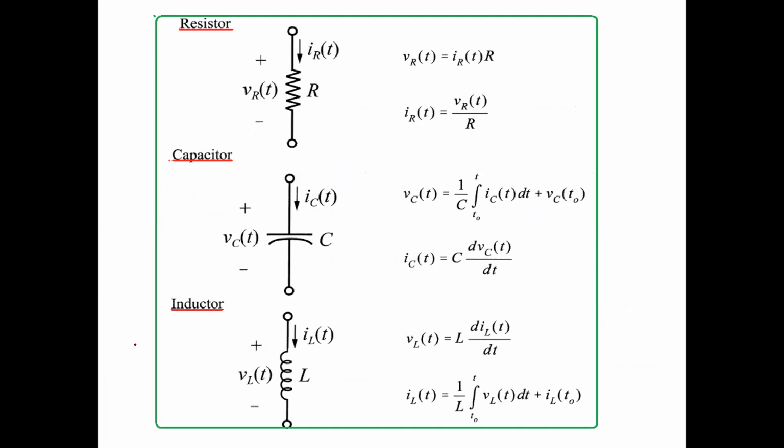Similarly, this is the summary for all these three elements for resistor. This is the formula of voltage across the resistor by Ohm's law. This is the formula for the current of the capacitor. This is the formula for the voltage, and this is the formula for the current. And for the inductor, as we stated now, the voltage is L di by dt, and the current is this.